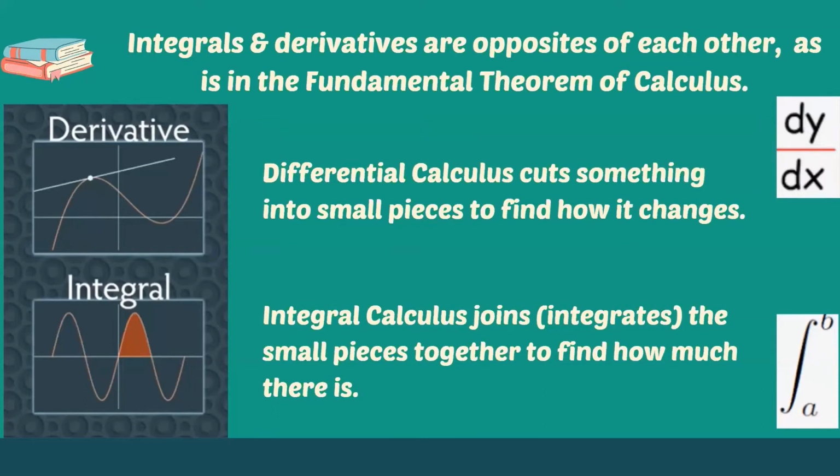Now, there is one diagram on the left side where we can see the same graph from the previous slide for the derivative and the integral. In differential calculus, or in the derivative, what we are going to do is cut this into small pieces and find out how the change occurs. The derivative is used to find out the steepness. Here a point is mentioned, and we have to find the steepness at that point.